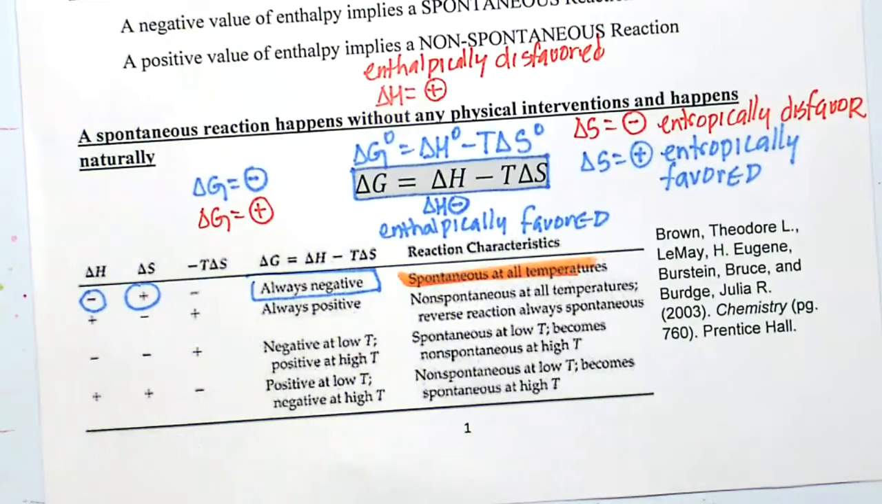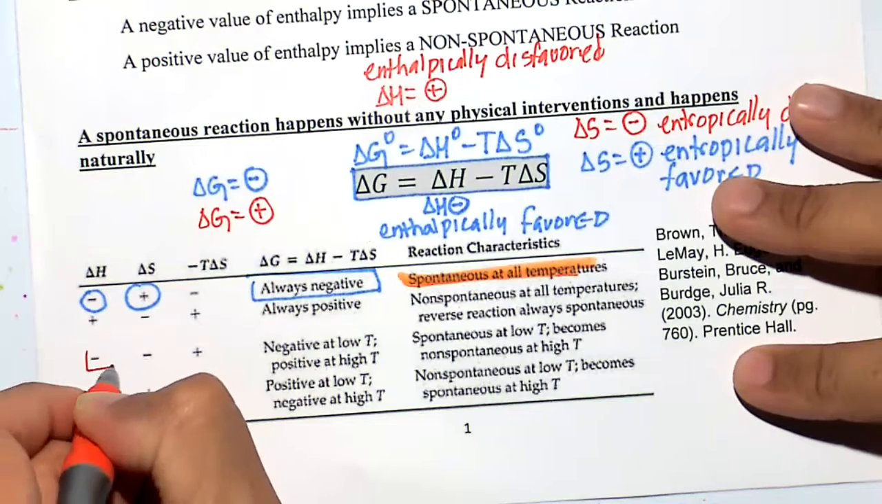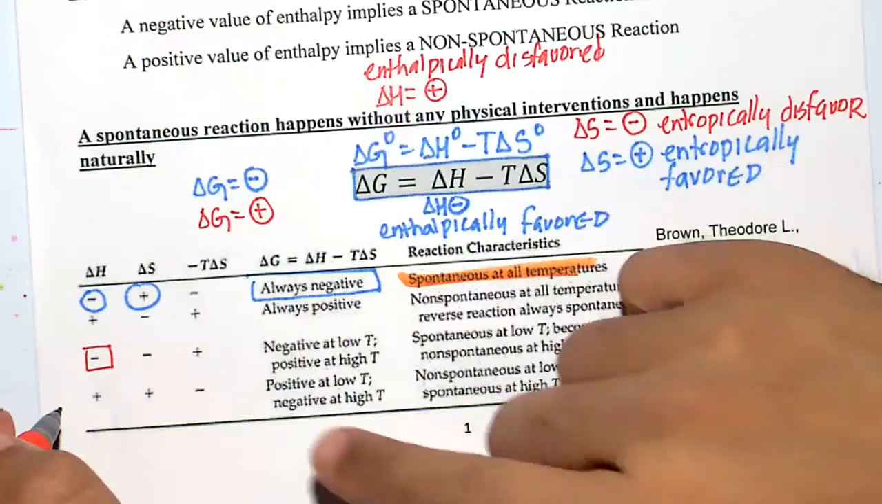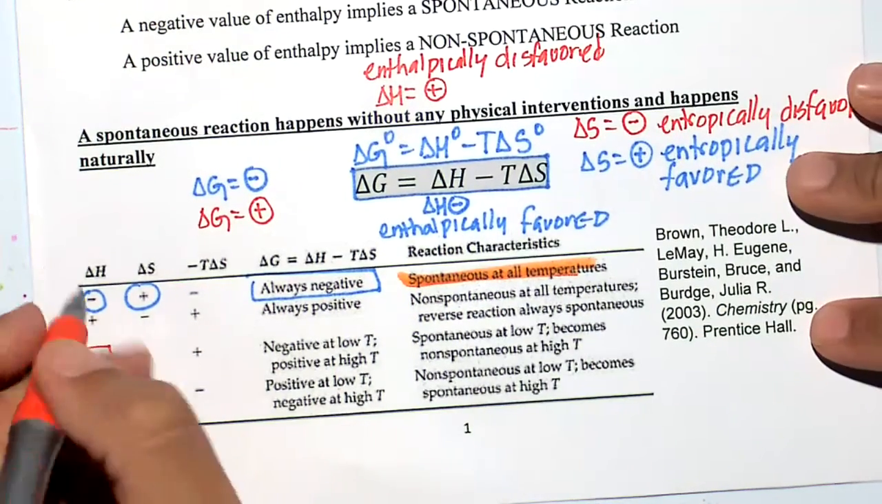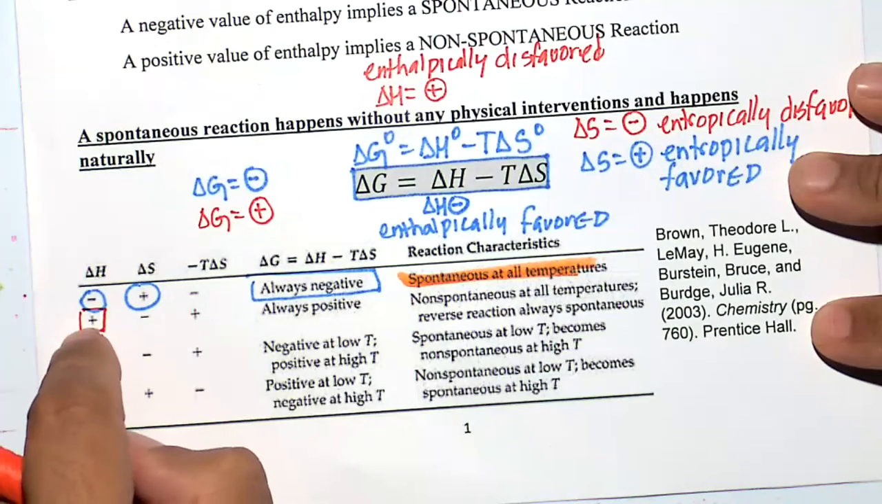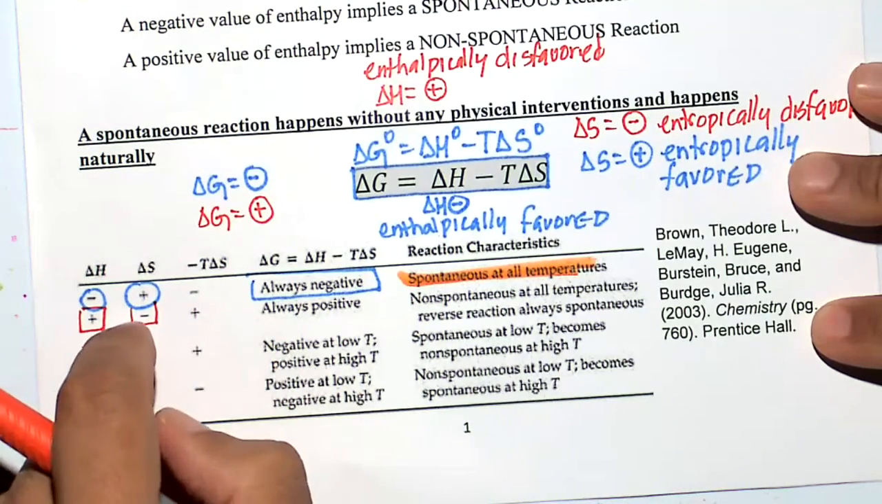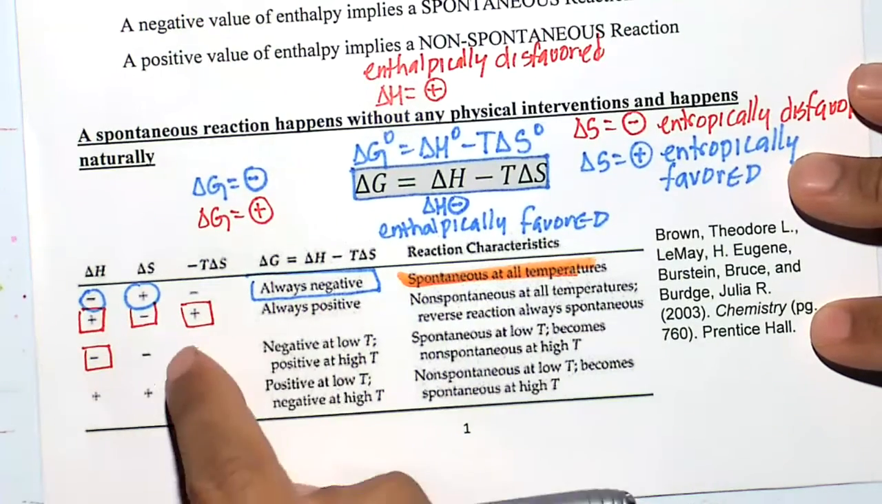All right. So let's look at our table here. If your delta H is negative, I'll put this in a red square. Actually, let's skip that here. Let's go here. If your delta H is positive, that means you're not entropically favored. If your delta S is negative, that means you're entropically not favored. You will always be positive in terms of your delta G.